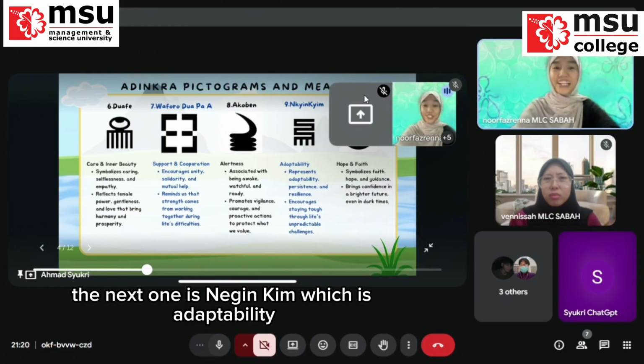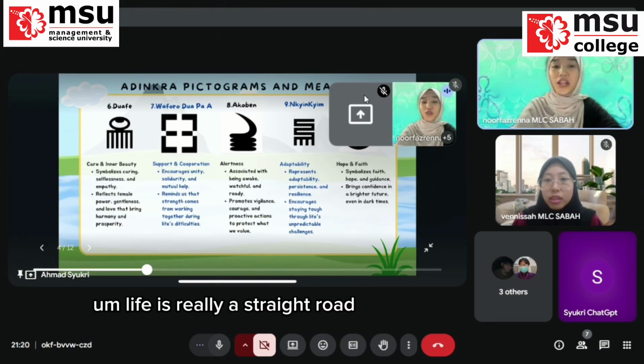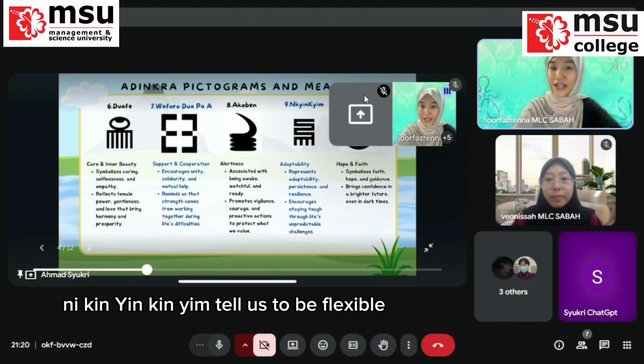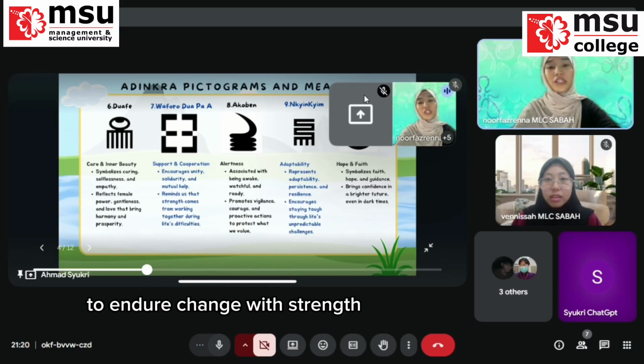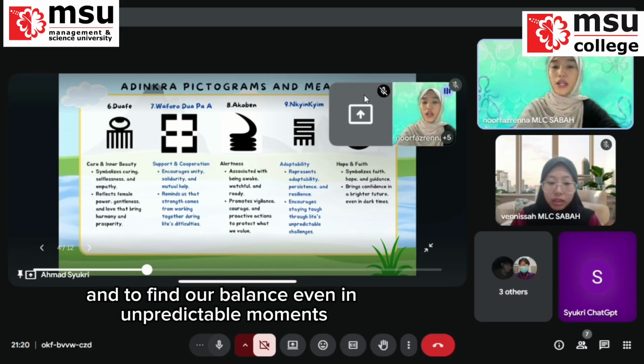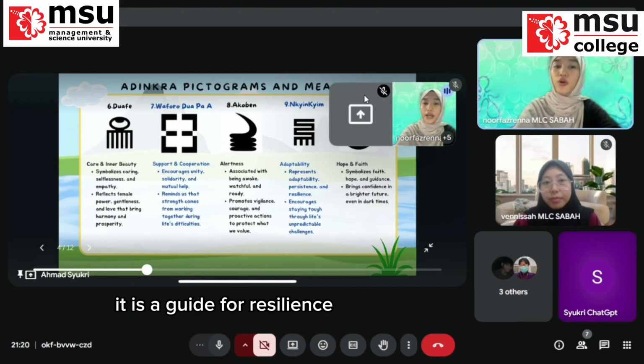The next one is Nkyinkyim, which is adaptability. Life is never a straight road. Nkyinkyim tells us to be flexible, to endure change with strength, and to find our balance even in unpredictable moments. It is a guide for resilience.